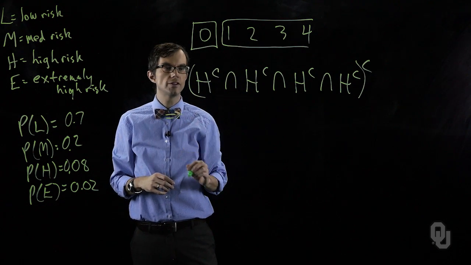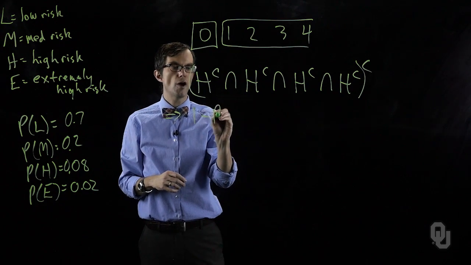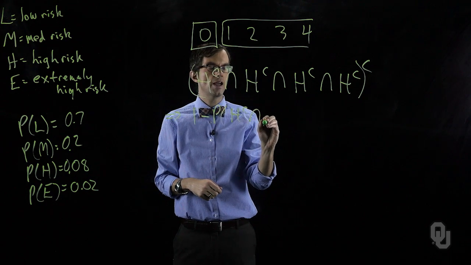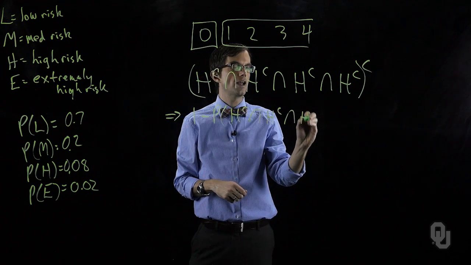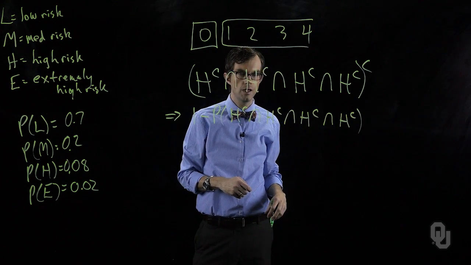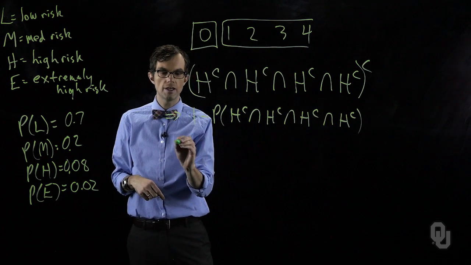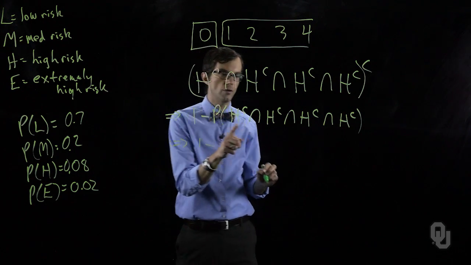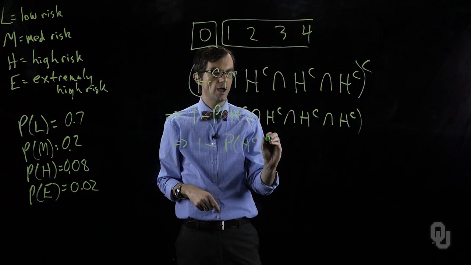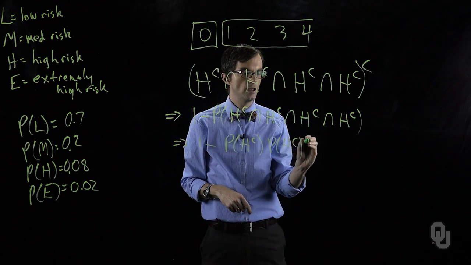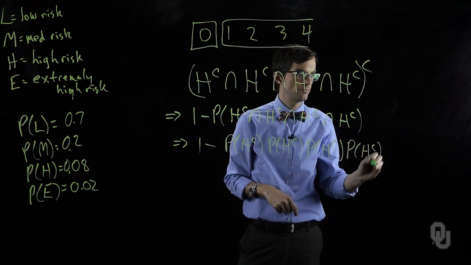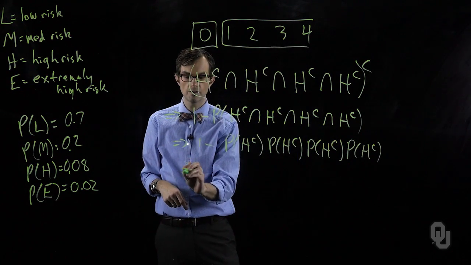So this gives us 1 minus the probability of this thing in here. H complement and H complement and H complement and H complement. Okay? Individually, what's the probability of H complement? If we string all these together, that's the probability of H complement times the probability of H complement times the probability of H complement times the probability of H complement.